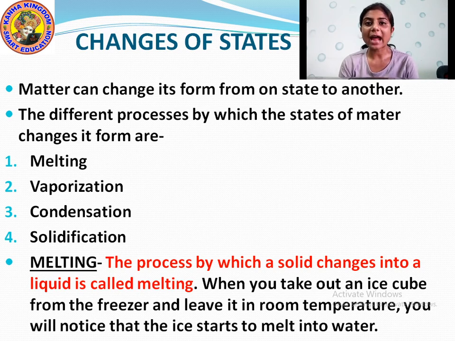But when you take out the ice, it melts at room temperature. When you increase the temperature, it melts. The ice starts to melt when you keep it outside. Yes or no? And what will you notice? That the solid ice has turned into liquid, that is water. So this is the process of melting, where the solid state is changed into the liquid state when the temperature increases. Okay.